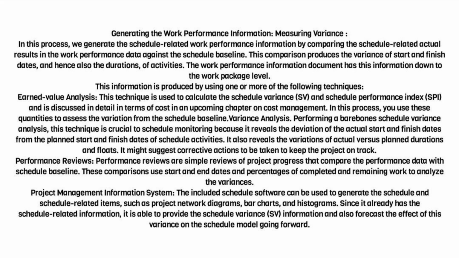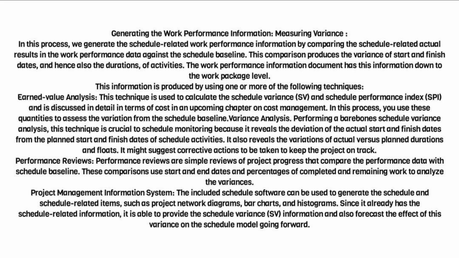This information is produced by using one or more of the following techniques. Earned value analysis. This technique is used to calculate the schedule variance, SV, and schedule performance index, SPI, and is discussed in detail in terms of cost in an upcoming chapter on cost management. In this process, you use these quantities to assess the variation from the schedule baseline.